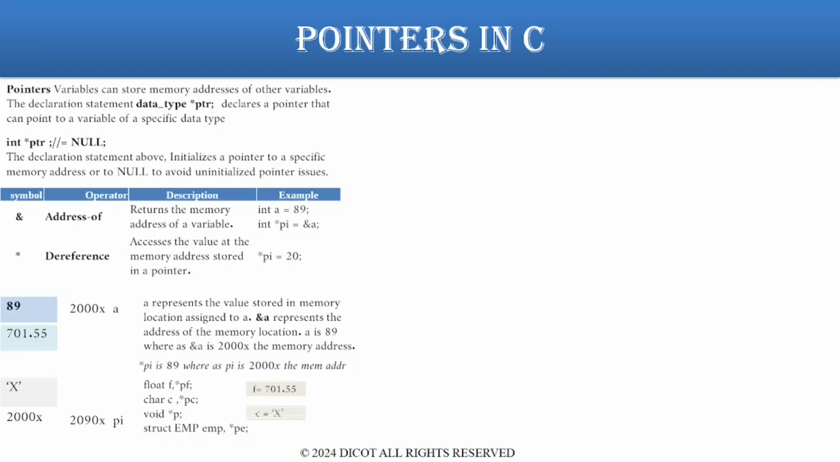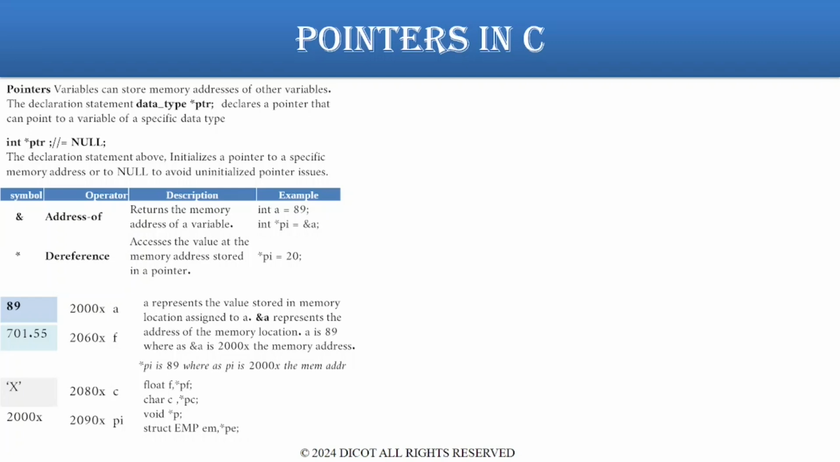Now when we display f, we will actually display 701.55, and when we display ampersand f, we will actually display the address of f, which is 2060x. Similarly, when we display C, we will actually display X, and when we display ampersand C, we will actually display the address of C, which is 2080x.